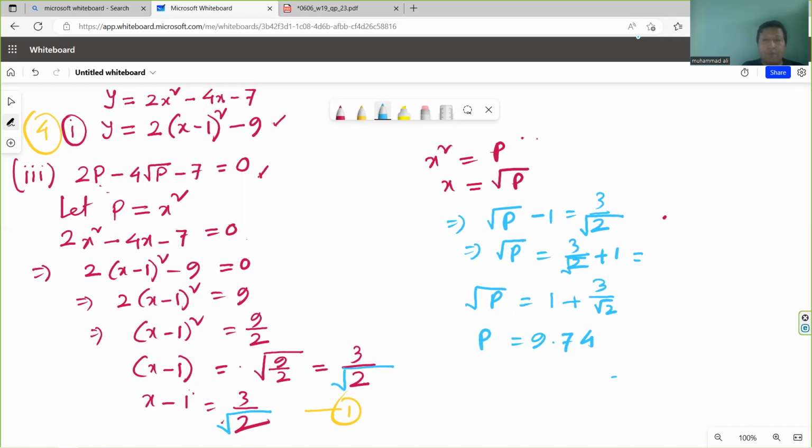One thing we have to remember, here we must not use the quadratic formula or take a negative root, because the curve has its minimum value at only one point. That's why we just take the positive one. So p equals 9.74.